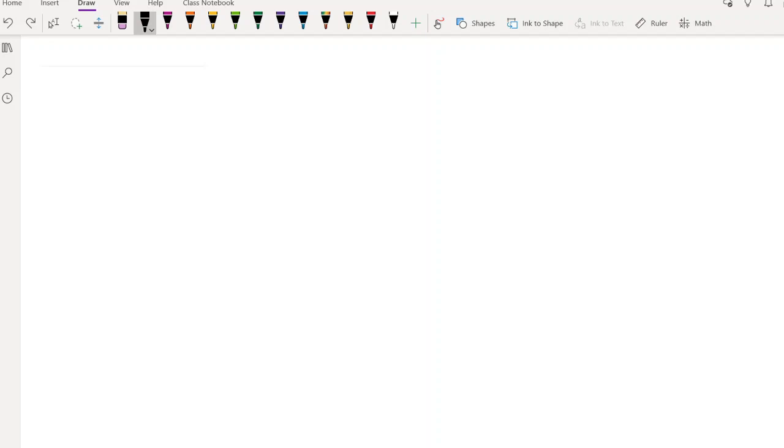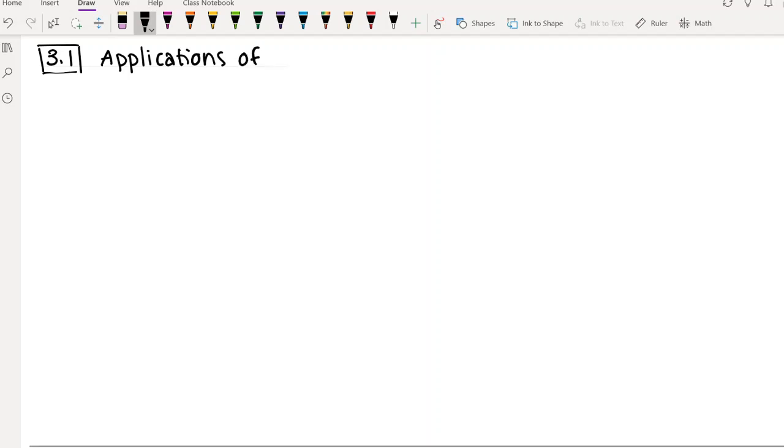So we're still going to be in section 3.1 in terms of the types of derivatives that we're taking, but I'm just making this section name up because it's not really its own section, but we're looking at some early applications of derivatives.